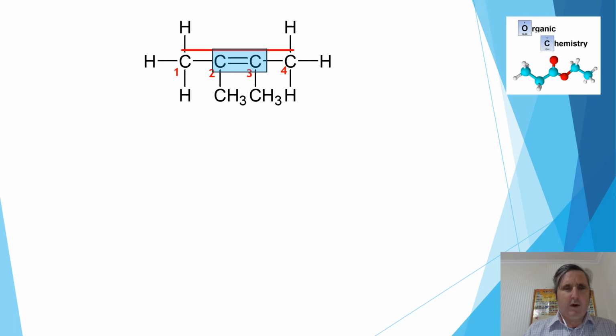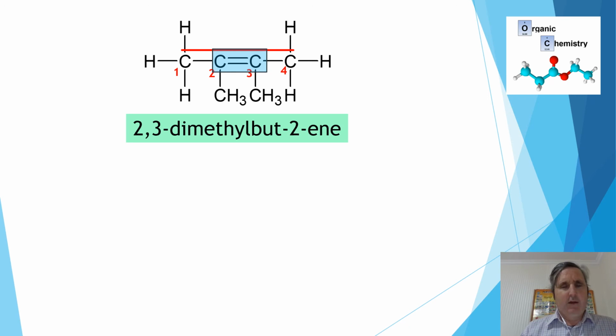But we've got the numbers 1, 2, 3, 4. The double bond comes off the second carbon, that's the smallest number attached to the carbon with a double bond, so it's going to be but-2-ene. And then the last thing we notice is there's 2 groups up here, so let me just put this laser pointer on. We have 2 methyl groups, so we're going to call this 2,3-dimethylbut-2-ene.